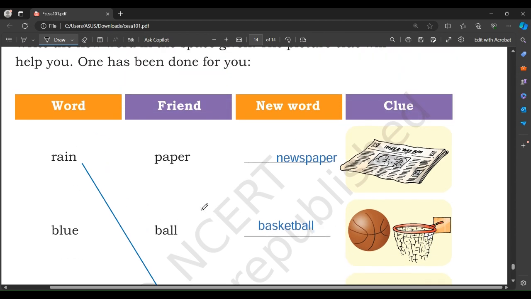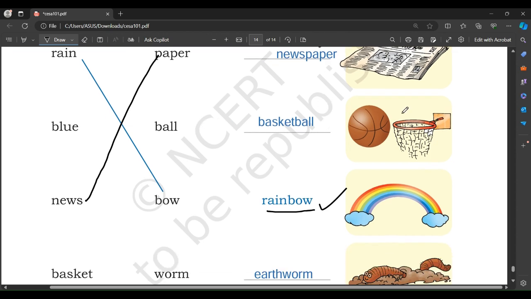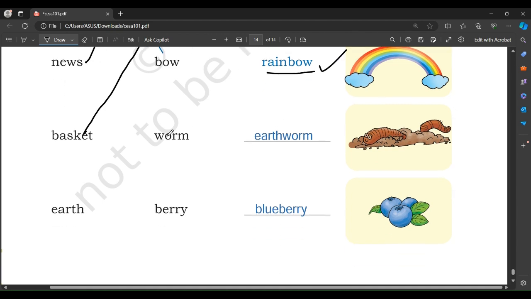Likewise, look at this word paper. And the clue is also there. Who is the friend of paper? Yes, news is the friend of paper, and you'll get the word newspaper. Using two words, you got the new word. Now look at here. This is ball. Who is the friend of ball? Yeah, basket. So you got the word basketball. Then worm. Who is a friend of worm? Earth. So you got the word earthworm.